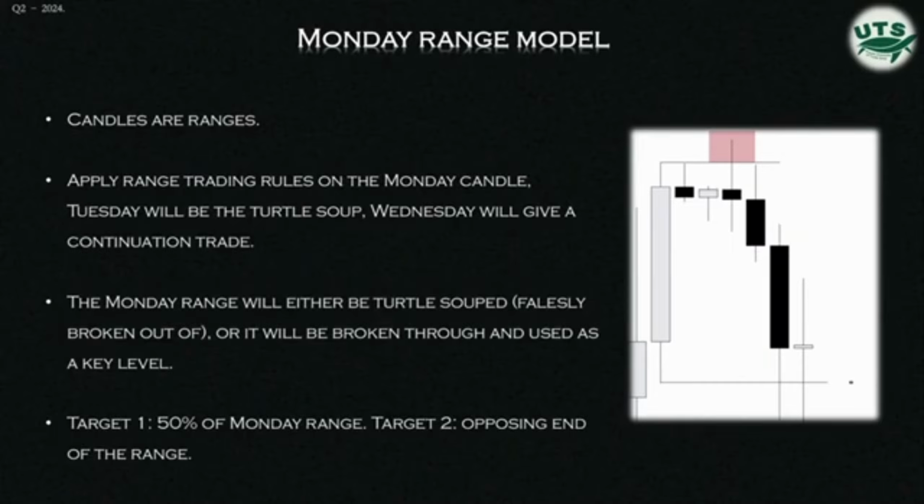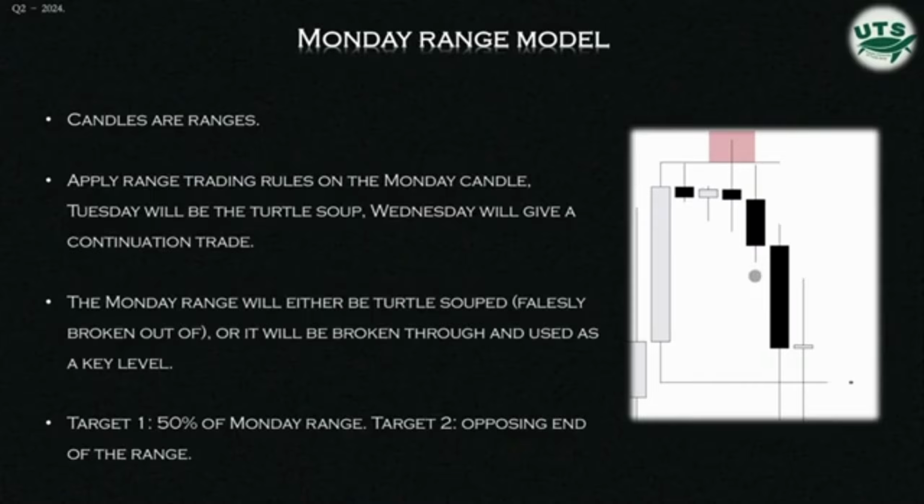Target 1 is always going to be 50% of the Monday range. Target 2 is the opposing end of the range, right? So in this instance, you have this candle, you mark it out. Okay, turtle soup. As soon as you see this rejection, range, turtle soup, and rejected back into the range, you target 50% and the opposing end of the range, right?